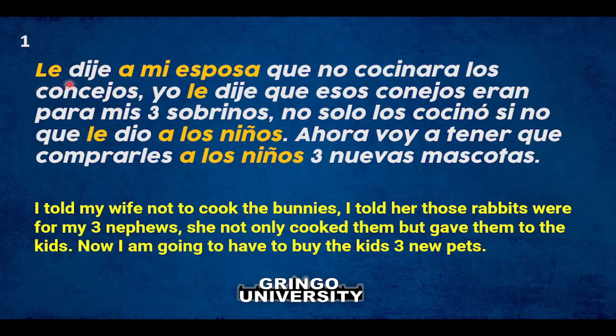If I'm going to keep talking about my wife, I don't have to put a mi esposa because I already explained what this le was doing here. So, le dije a mi esposa que no cocinara los conejos.